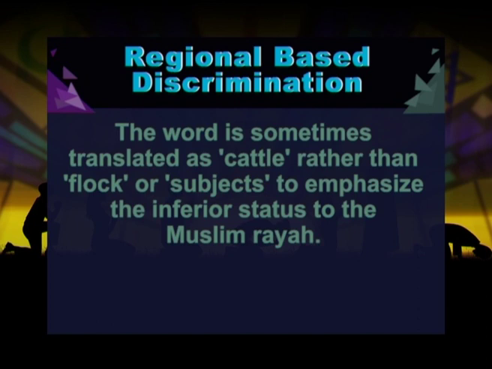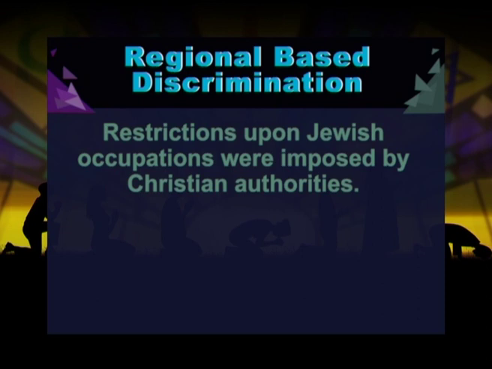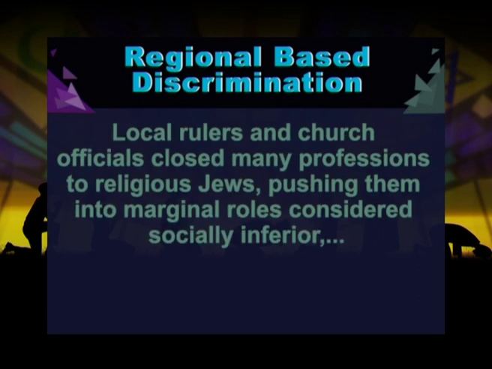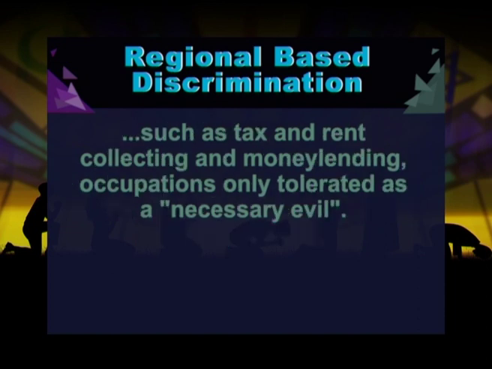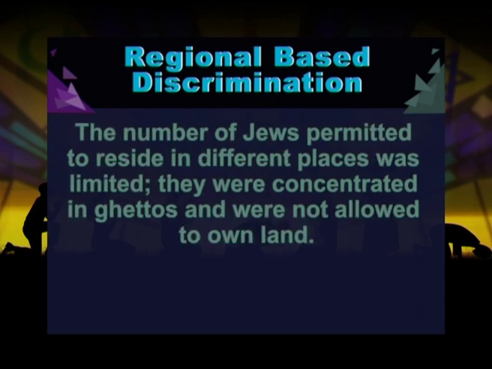The word is sometimes translated as cattle rather than flock or subjects to emphasize the inferior status to the Muslim Raya. Restrictions upon Jewish occupations were imposed by Christian authorities. Local rulers and church officials closed down many professions to religious Jews, pushing them into marginal roles considered socially inferior, such as tax and rent collecting and money lending, occupations only tolerated as a necessary evil. The number of Jews permitted to reside in different places was limited. They were concentrated in ghettos and were not allowed to own land.